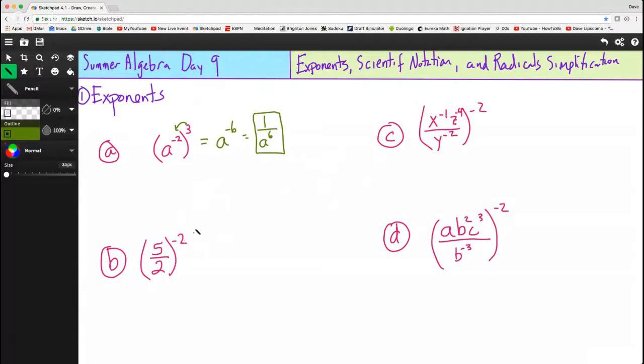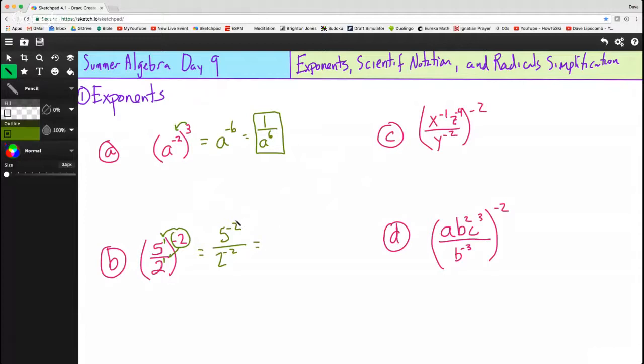All right. Now this guy is similar to other problems here. We just take our exponent on the outside and we multiply the exponent down. And what's the exponent of my 5? It's a 1, and the exponent of my 2 is a 1. So we have 5 to the negative 2 over 2 to the negative 2. Well, what do we do with these negative exponents?